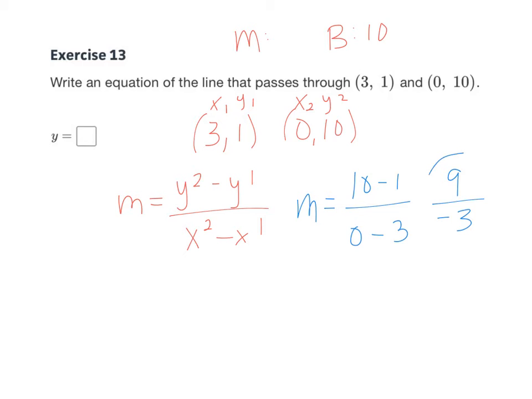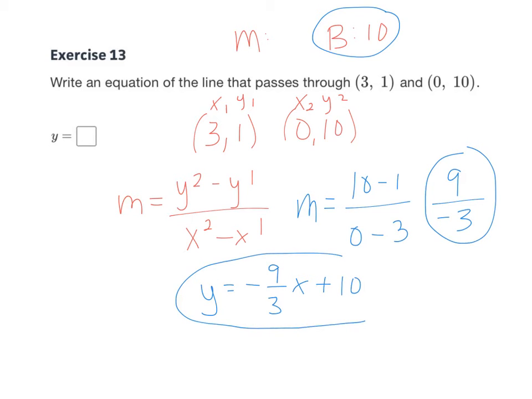So here's our slope. Here is our y-intercept. We would put that together as y equals negative 9/3 x plus 10. I think you could also simplify that slope to be y equals negative 3x plus 10. Either one of those should have worked just fine.